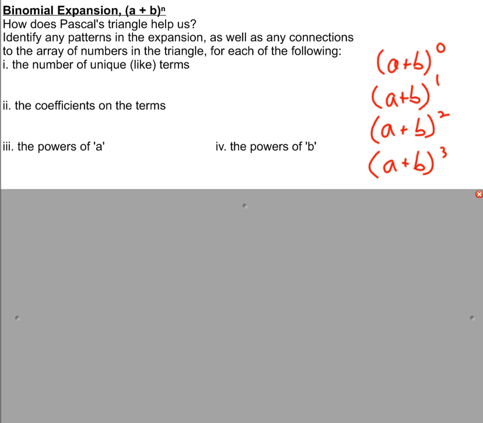Remember, FOIL applies somewhat to this: first, outside, inside, last. But at some point when you get to (a + b)^3, you're going to have to first evaluate the square of (a + b) and then take that result and multiply by (a + b) again. So it's going to take you a little bit of time, a few minutes to evaluate those. Pause the video at this time and then resume.